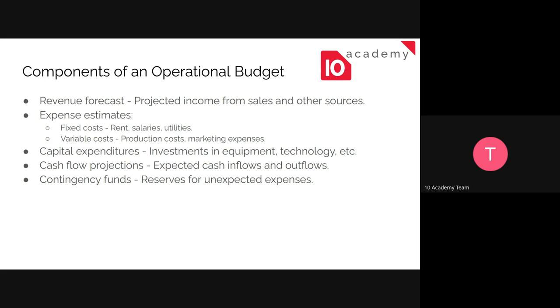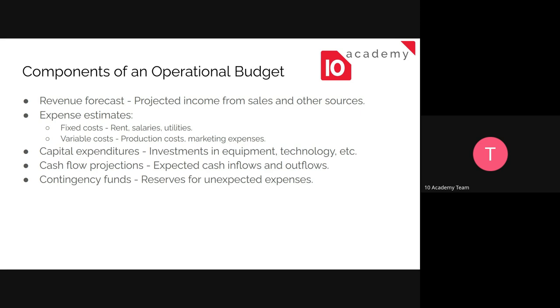So I was just saying that capital expenditures are big investments, investments in improvements, machineries, technologies, like a car, it could be a car, a truck, and so on. So these are big expenditures. They are not small expenditures, and they are expected to last for a long period.